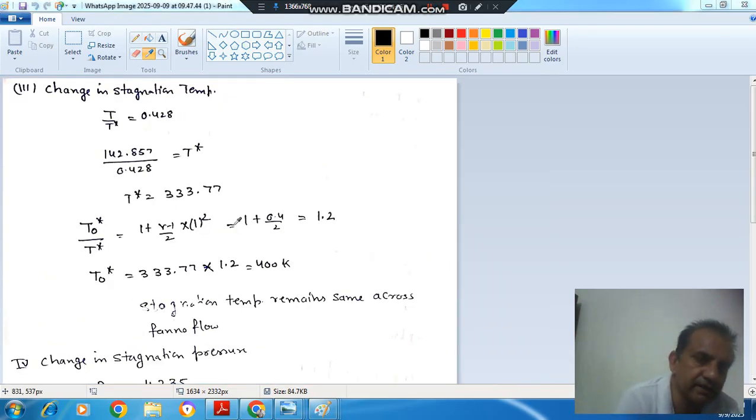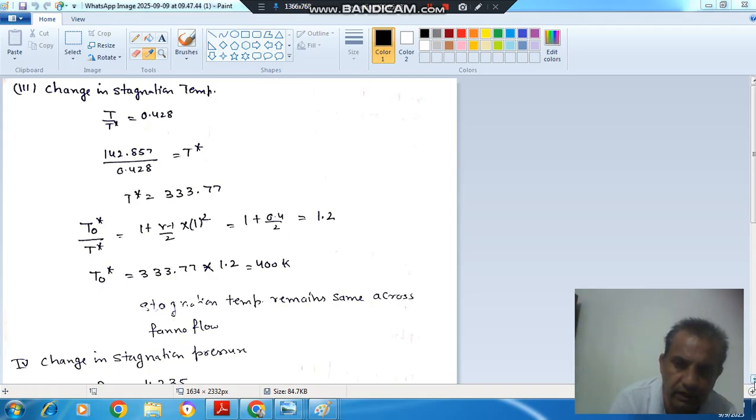Next question is the change in stagnation temperature. As it is Fanno flow, or flow with friction, in this there is no change in stagnation temperature. We can verify that because T by T star is 0.428. So T star, with T as 142.857, is 333.77. Now we can apply the isentropic relation after finding T star. Because at the exit the Mach number is 1, T naught by T star will be 1.2, so T naught again comes out as 400 Kelvin, which was the initial stagnation temperature. So stagnation temperature remains constant across Fanno flow.